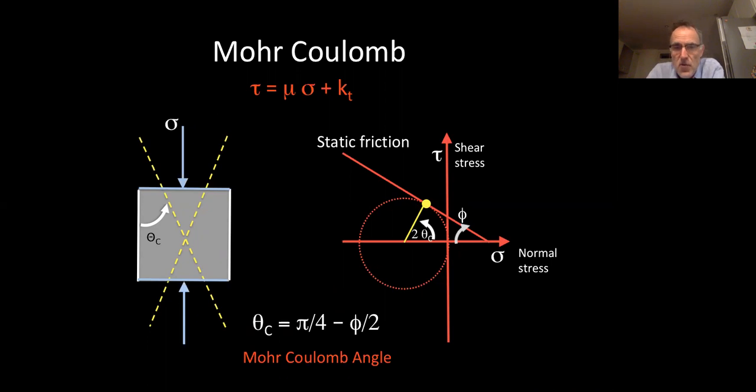So for instance, if you have an internal angle of friction of 45 degrees, typically used in the community, well, then you're going to have a theta C of 22.5 degrees, or a full angle between the two yellow lines here, which is going to be again 45 degrees. So this is in line with the observation, and this is the reason for the choice of 45 degrees for the internal angle of friction used in models.